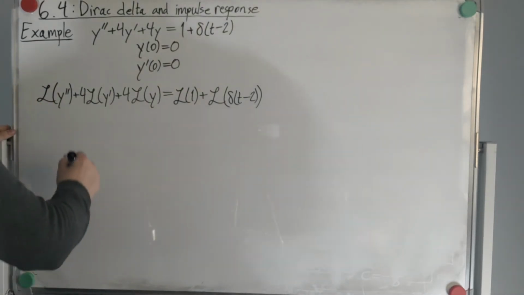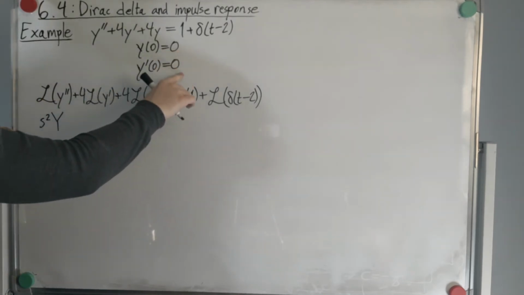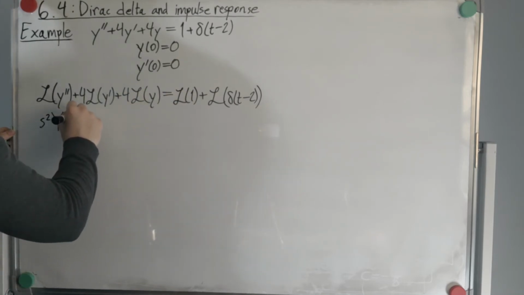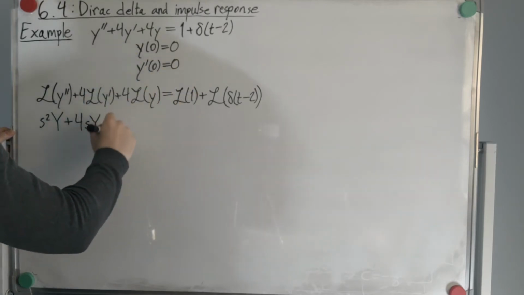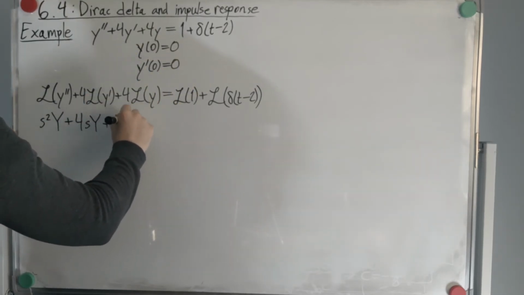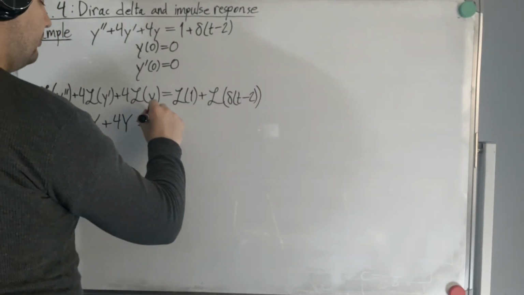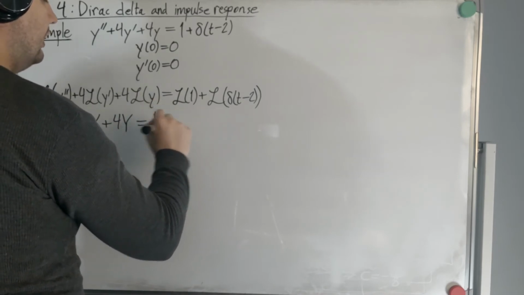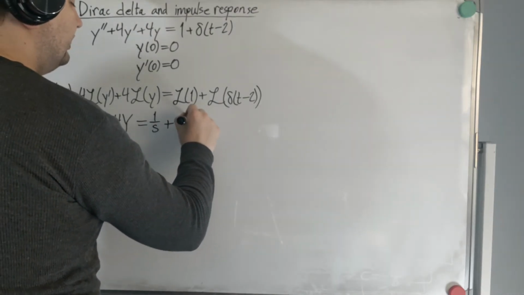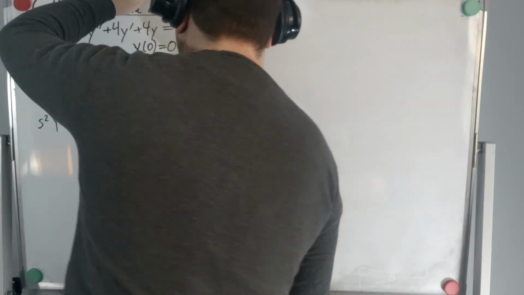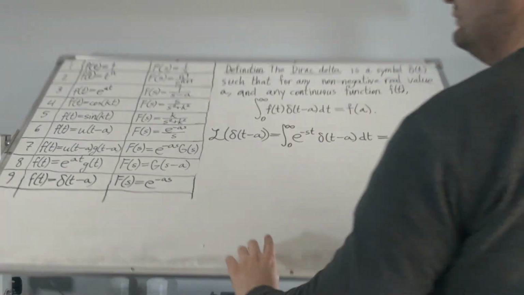Laplace transform of y prime prime in this case is just going to be s squared times the Laplace transform of y, then minus 0, plus 4 Laplace transform of y prime, which is sY minus 0, then plus 4 capital Y equals Laplace transform of 1, which is 1 over s, and Laplace transform of delta of t minus 2 is e to the negative 2s, if I'm not mistaken. Yes.